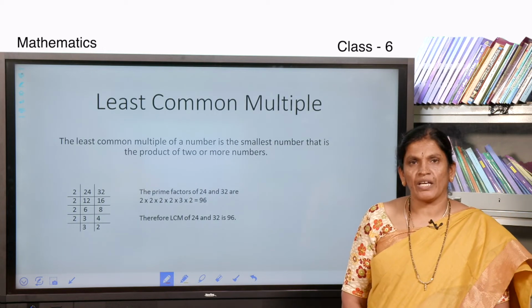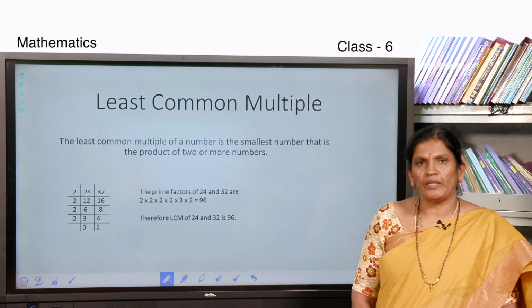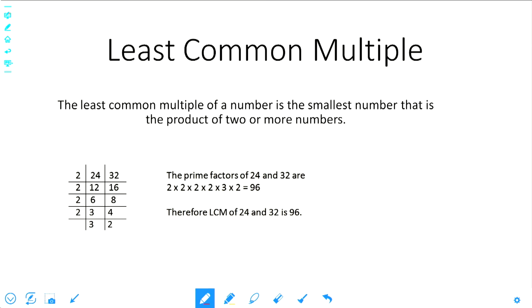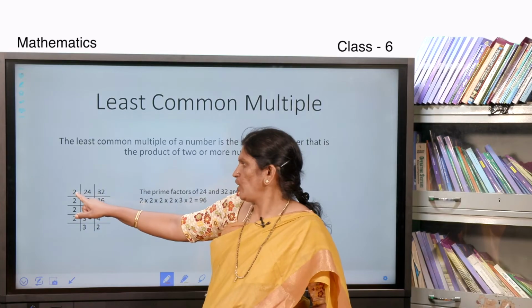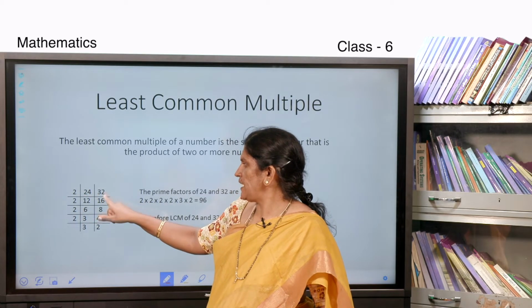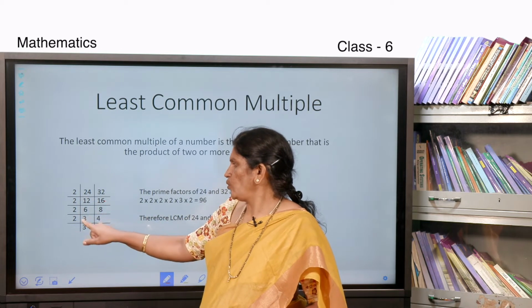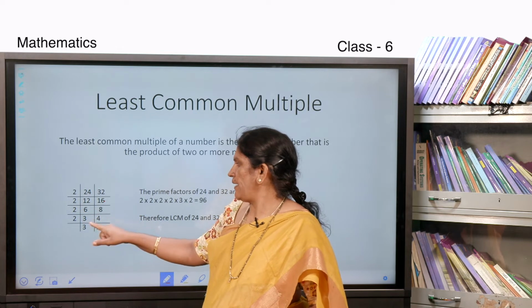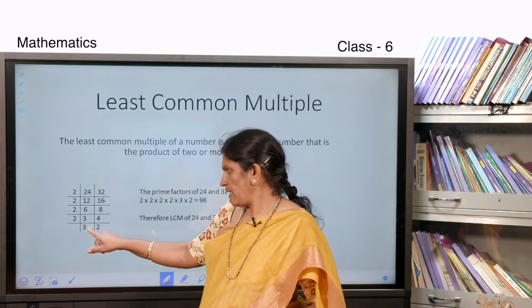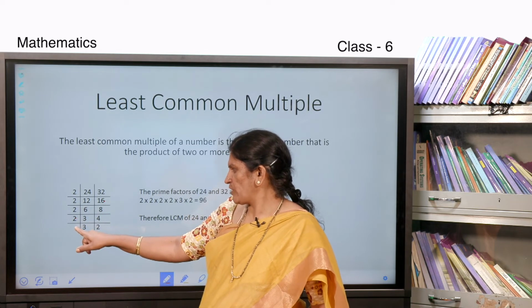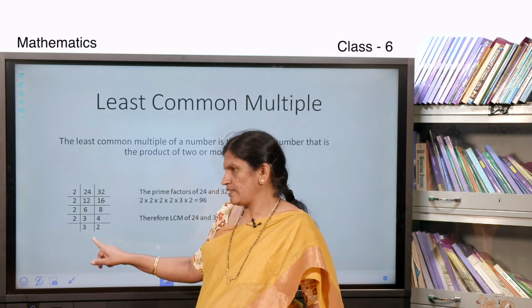Next topic is least common multiple. Least common multiple of a number is the smallest number that is the product of two or more numbers. See, for example, here I have taken 24 and 32 together to find the LCM. 2 12s are 24, 2 16s are 32, 2 6s are 12, 2 8s are 16, 2 3s are 6, 2 4s are 8. 2 we can't divide 3, write 3 as it is, 2 2s are 4. So, we can do still one more step, 3 1s are 3, 2 as it is, 2 1s are 2.